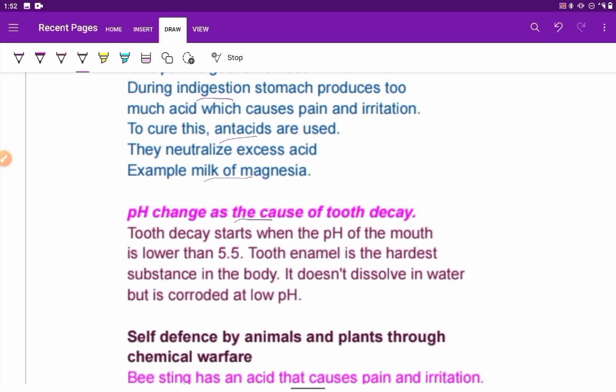Now, in order to prevent this, what should we do? The mouth should be properly cleaned after eating food, and the toothpastes, which are generally basic, should be used for cleaning the teeth, because since it is basic, it can neutralize the excess acid which is produced in the mouth, and thus it can prevent tooth decay.